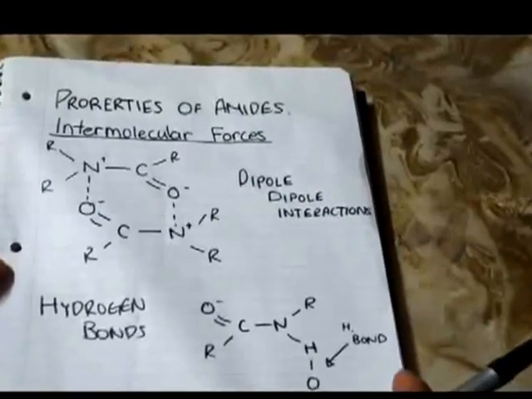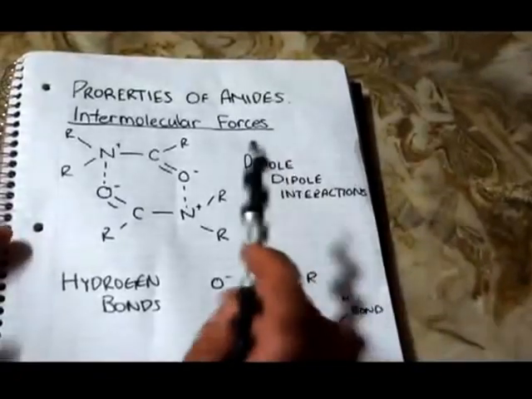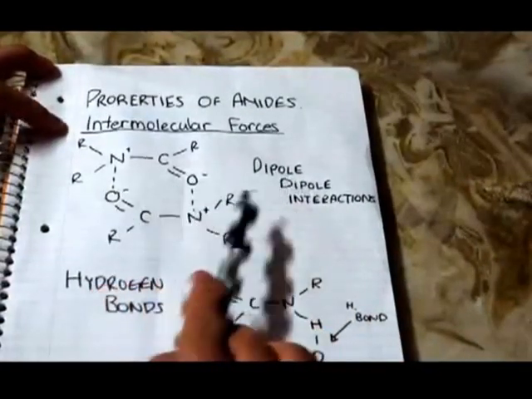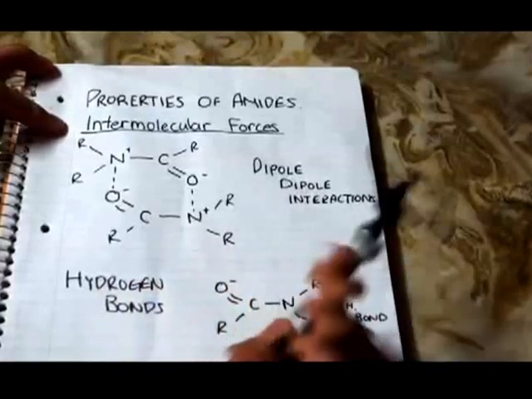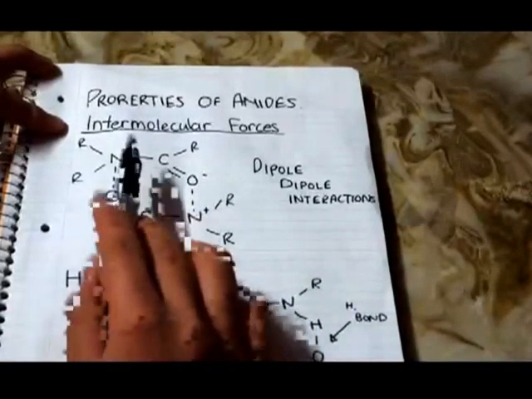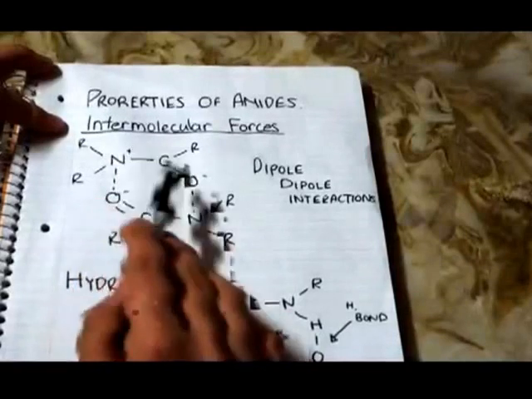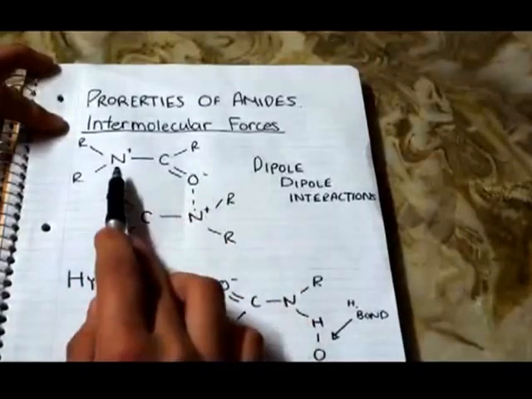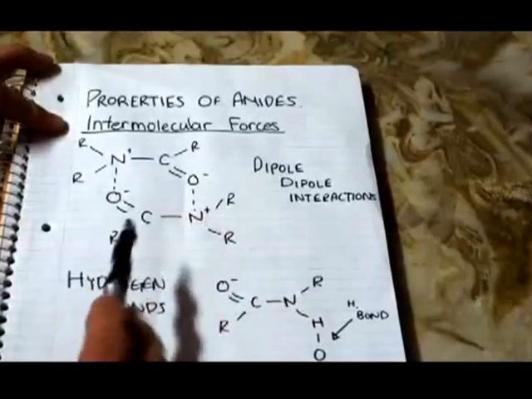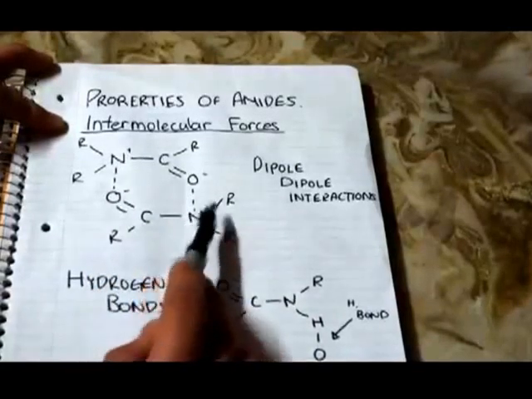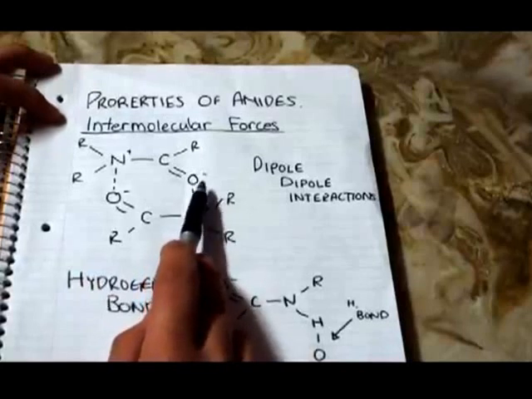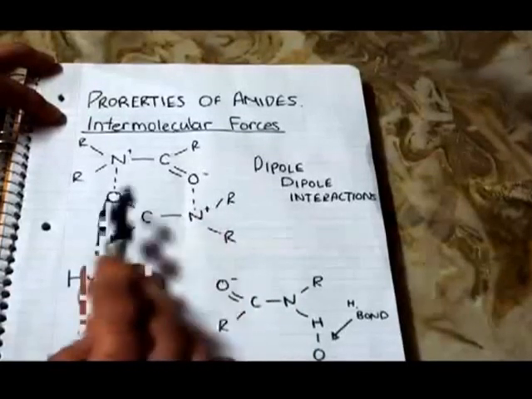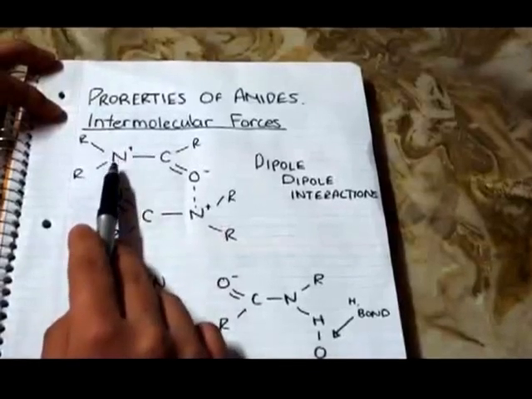So next we're going to be looking at the properties of amides. At first we're going to be looking at the intermolecular forces. So here we see that amides have dipole-dipole interactions. You can see here that there's a partial positive at the nitrogen atom and a partial negative at the oxygen atom. And we see that these two dotted lines represent the dipole-dipole interactions between amides. The O negative is attracted to the N positive. This O negative is attracted to this N positive.